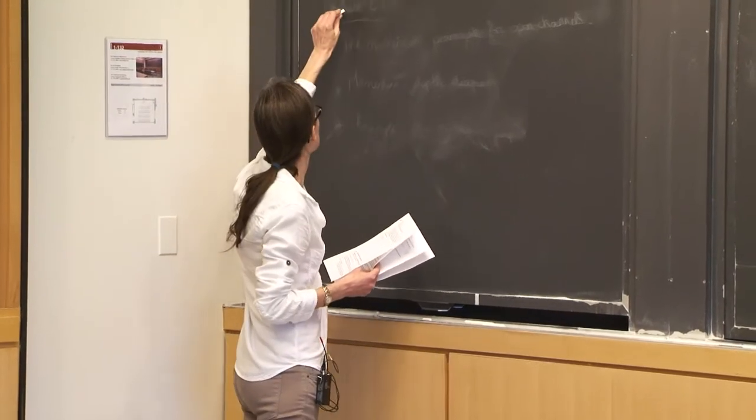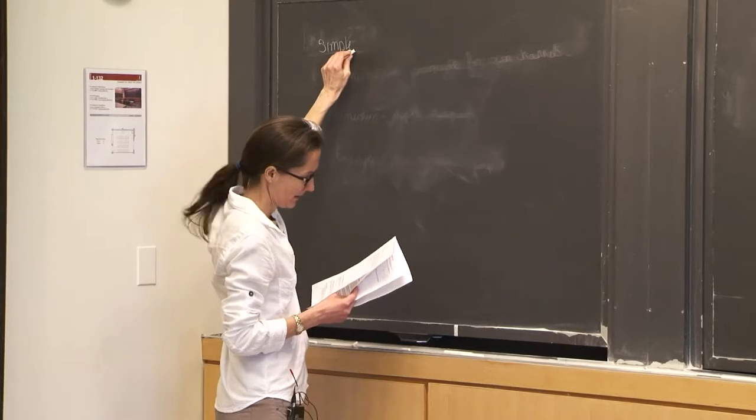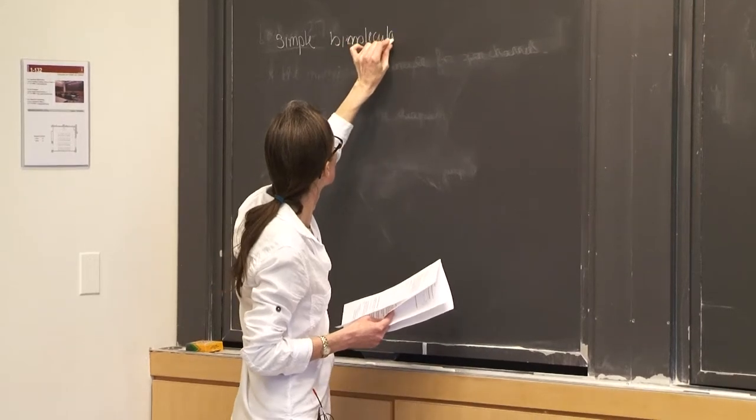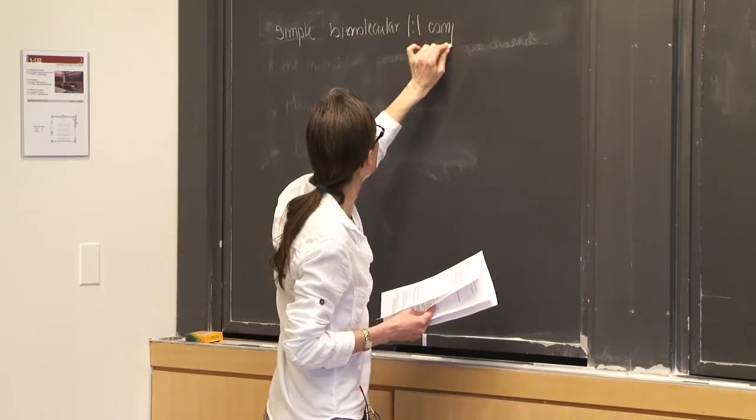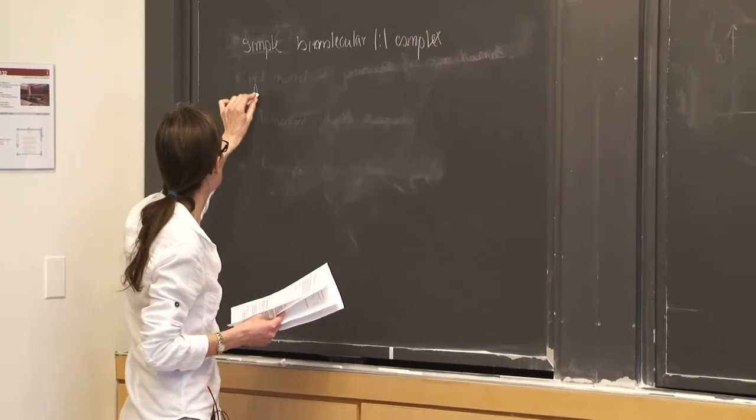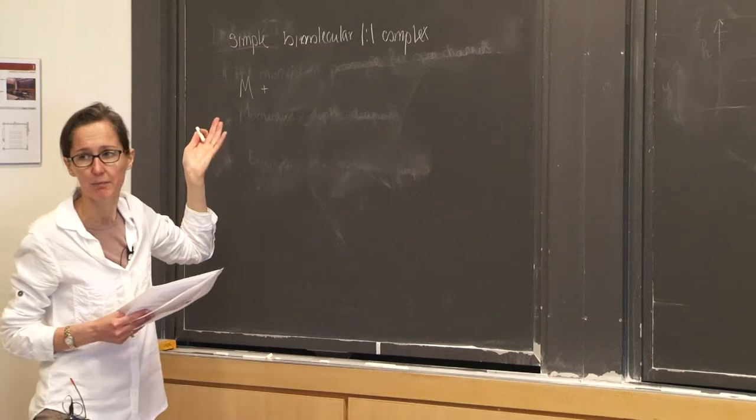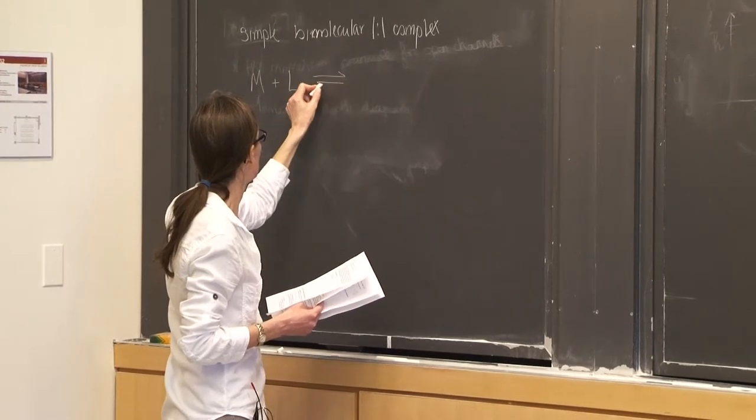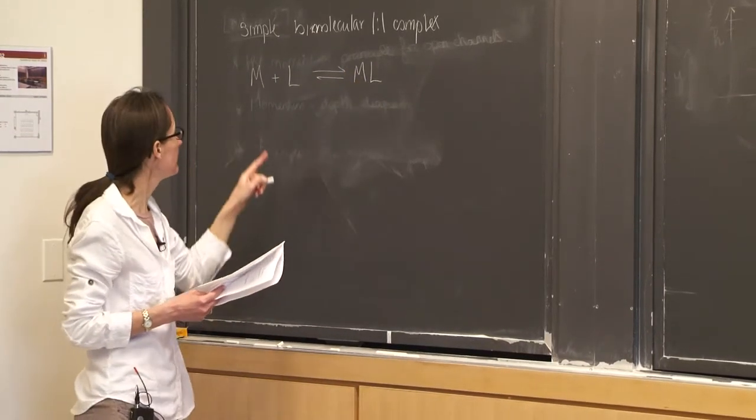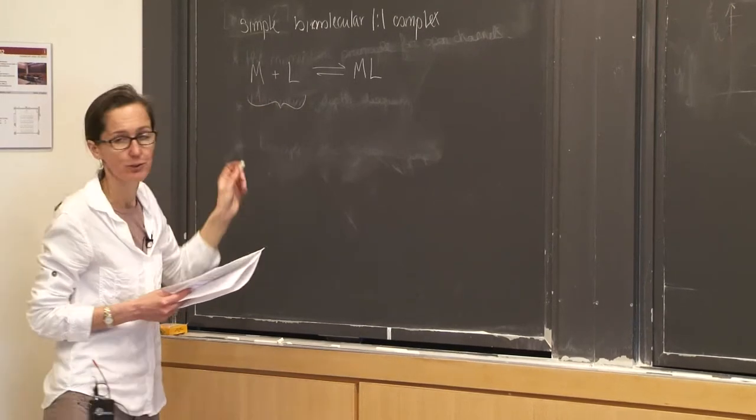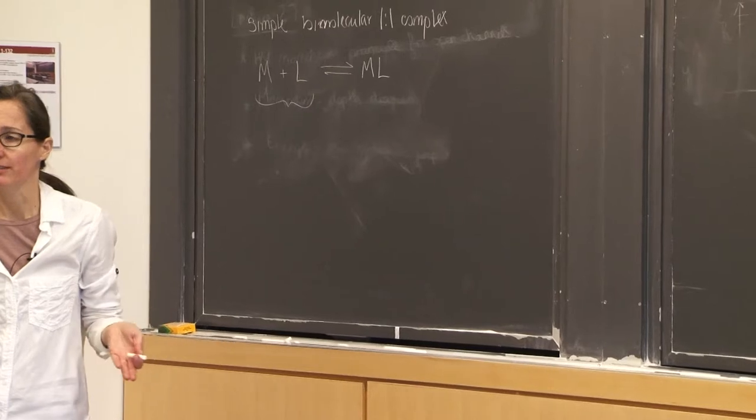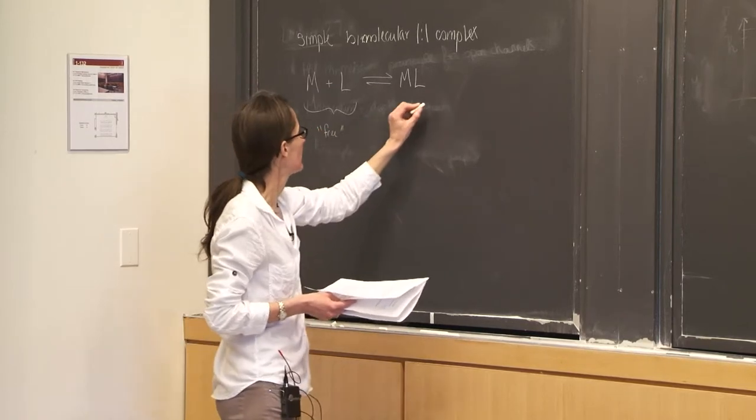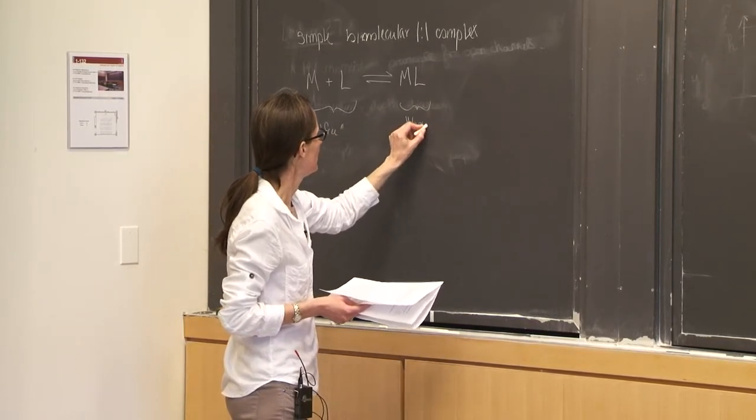Okay, so if we think about a simple bimolecular one-to-one complex, we have a metal, M, and often we think about a metal as being a Lewis acid. Then we have some ligand, L, and we can think of that as a Lewis base, forming a complex, ML. Often we talk about free versus bound. So free metal or free ligand is metal or ligand that's not complexed, versus bound, because it's in a complex.